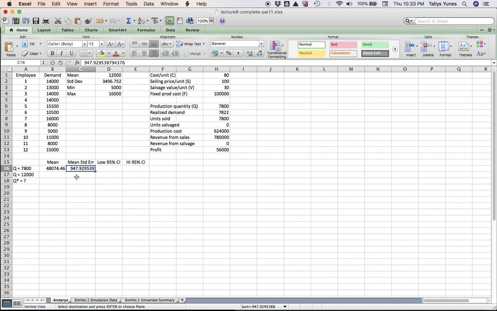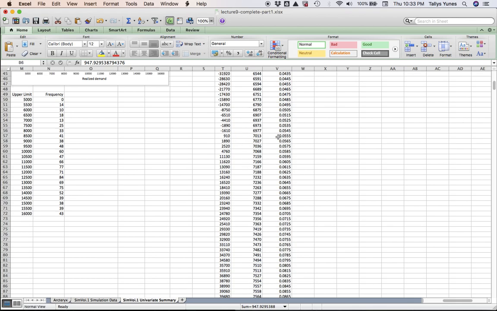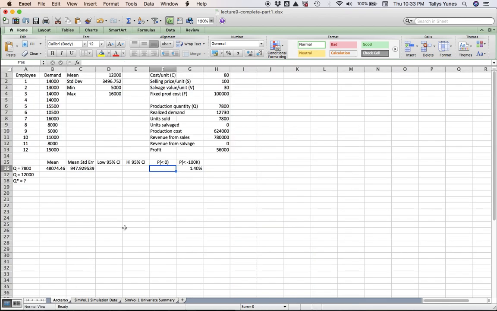So here, the probability of less than 0, and the probability of less than minus 100,000, I think it was 1.4%, and the other one, even though I just said it, I forgot. I think it's like 5.5. So 5.5%.